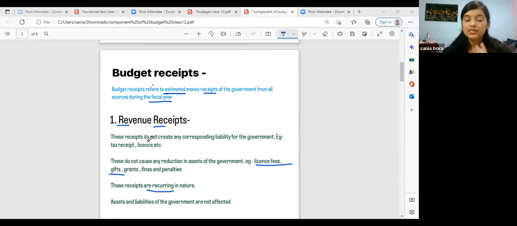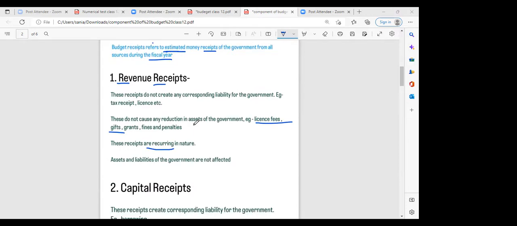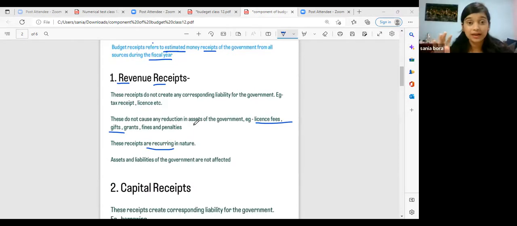The assets and liability part should be clear: what is happening in revenue receipt, whether liabilities and assets are being affected or not. Clear? And the objectives, because the objectives are lengthy ones, so in one day you cannot remember them. But if you revise them, just give them a reading, it will be easy. Whenever I'll be taking your test, it will be easy for you.